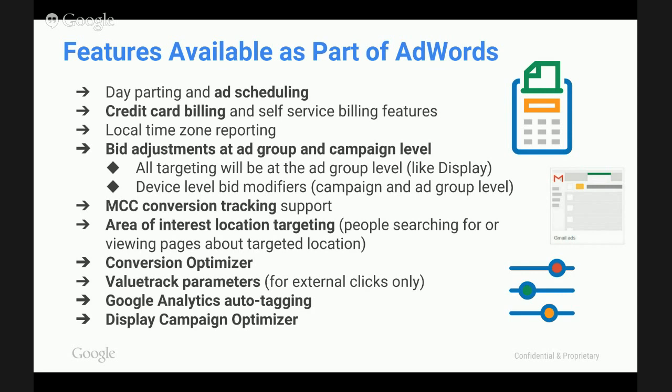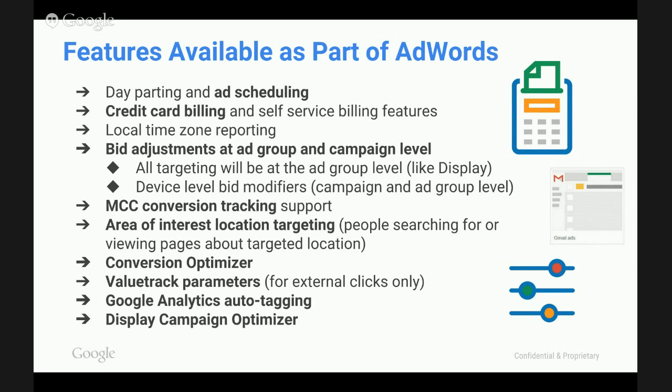And now you can also have bid adjustments at the ad group and campaign level. There's going to be a little difference in how you split it, because all targeting will be at the ad group level. It's the same as with display, and you will be able to use device level bid modifiers. So that's going to be at the campaign and ad group level. The good thing is the client-centered conversion tracking support. This was quite a popular feature that was asked for by our advertisers before.